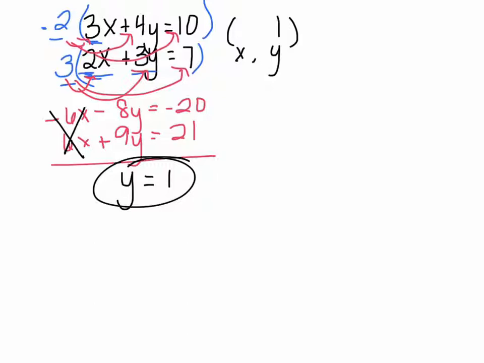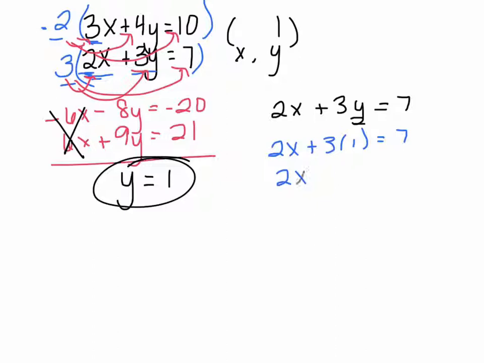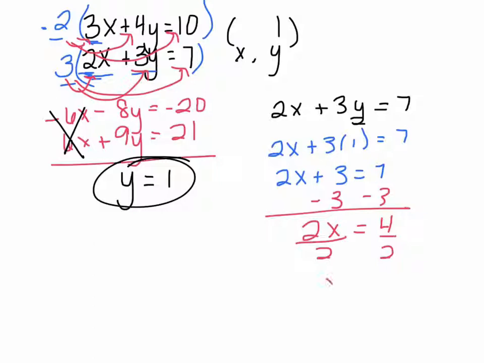I'm going to take any of the equations. So I'll take that 2x plus 3y equals 7, and I'm going to plug in for y this time. So that gives me 2x plus 3. I know the value of y is 1, so 2x plus 3 equals 7. Let's subtract 3 from both sides, and 2x equals 4. Divide both sides by 2, and x equals 2. And there's my final solution.